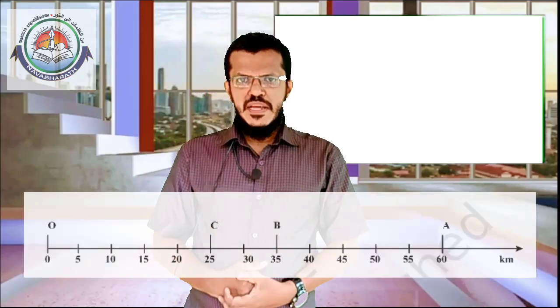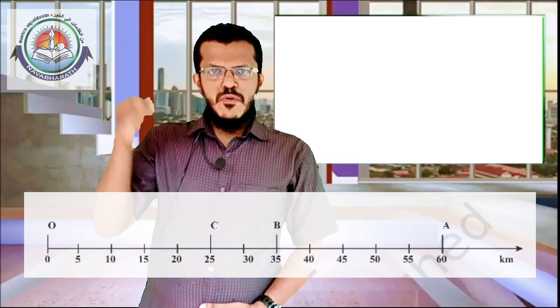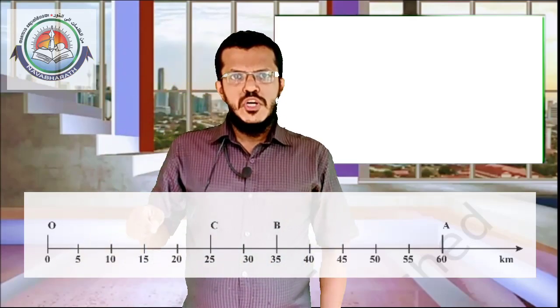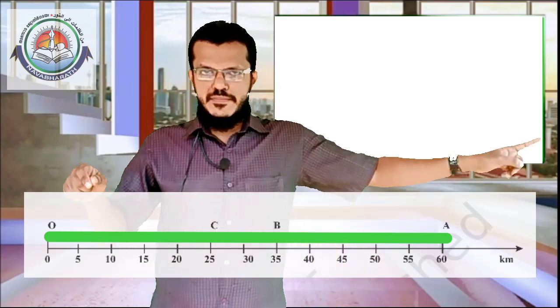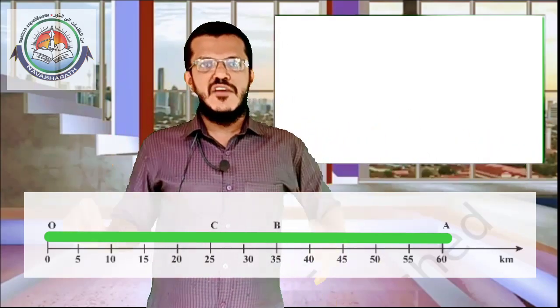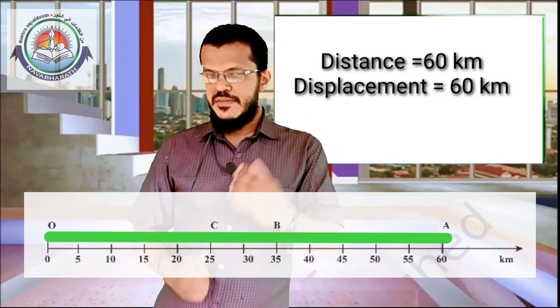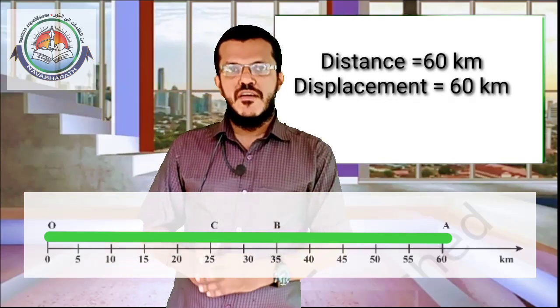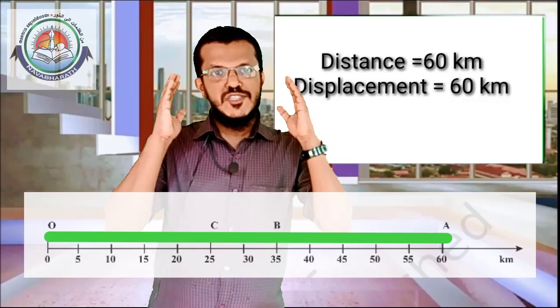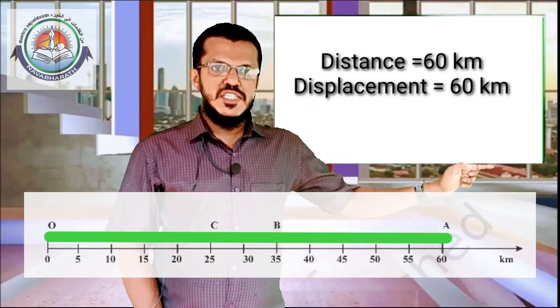Yes. Consider the example given in the figure. That means for the motion of the car from O to A. If the car starts its journey from O to A, then the total distance covered by the car is 60 kilometer. Isn't it? Yes. Then what is the displacement of the car travelled? That is also 60 kilometer because the initial position is O and the final position is A.